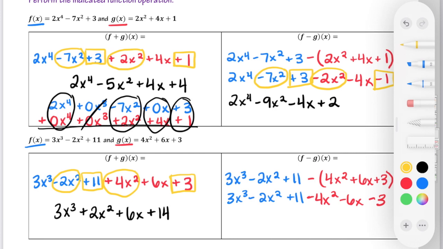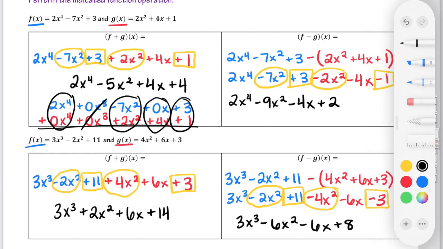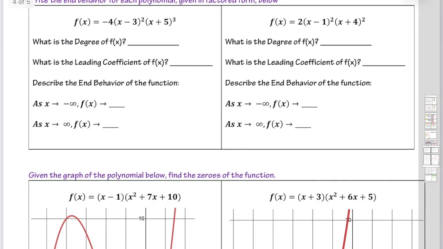Now I have to combine everything. So it's just like before. We're going to have the x squared terms and the constant terms. All right. So we carry down the 3x cubed. Negative 2x squared minus 4x squared gives us negative 6x squared. Carry down the negative 6x, and then 11 minus 3 gives us 8. And that's our f minus g of x.